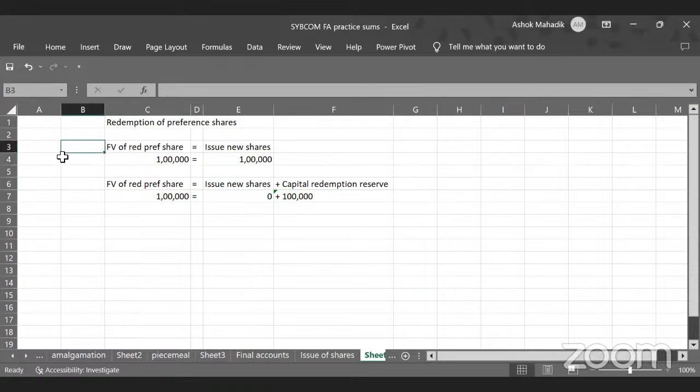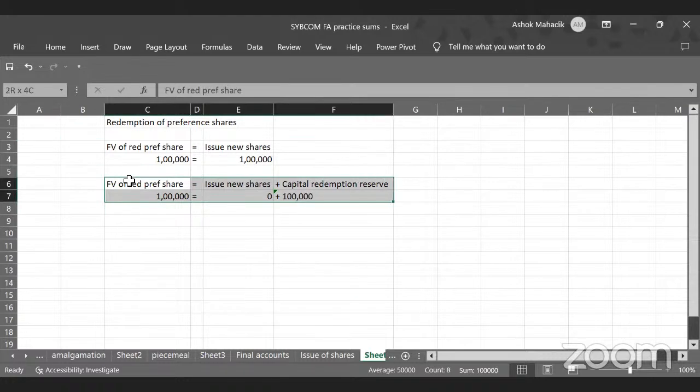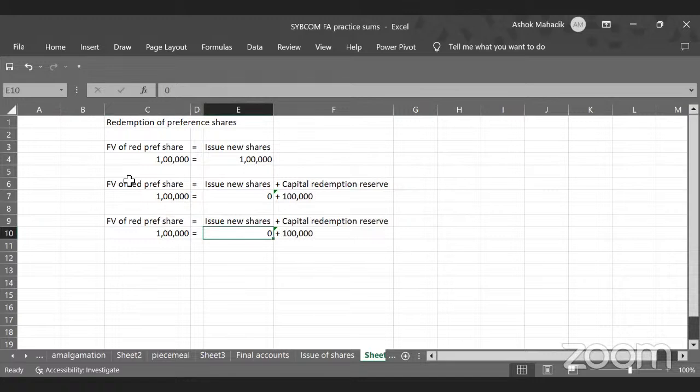Clear? So you have two ways out. Either you issue new share capital equal to the face value of preference shares redeemed, or you create a CRR worth the same value as the face value of preference shares you are redeeming. Or sometimes you may go for both of them, part by way of new shares. Say for example, for 50,000 I'm issuing new shares, and for 50,000 I'm transferring from free reserves. Even this combination is fine.